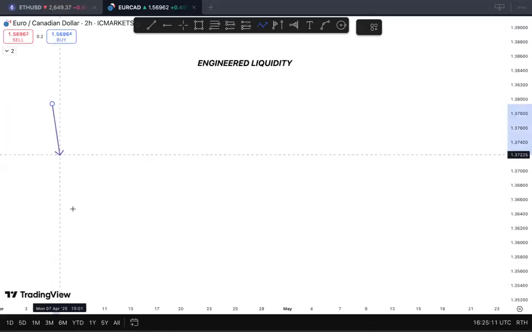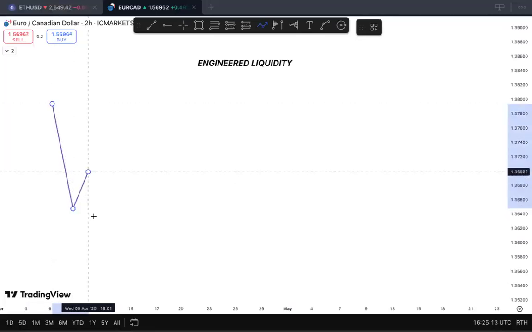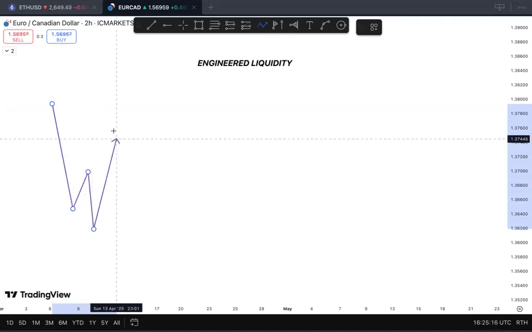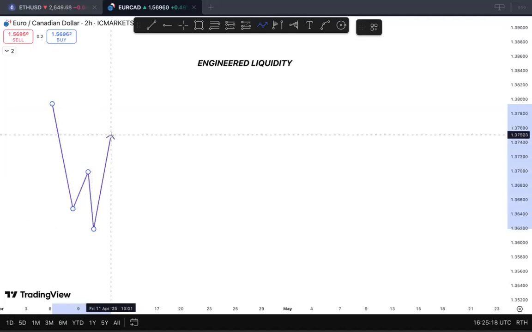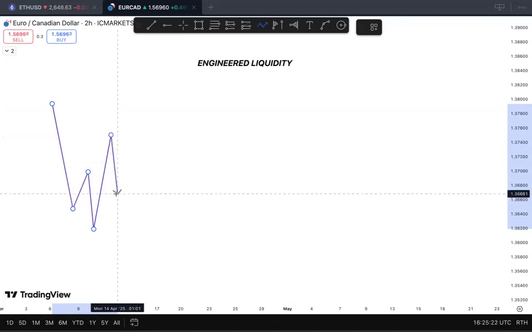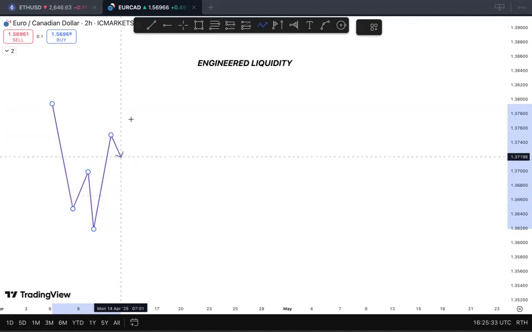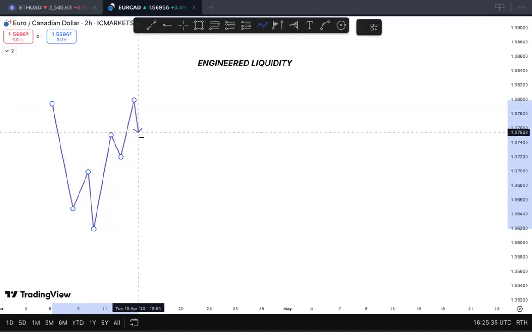So let's say we have this, okay? Normally, according to this strategy, you're supposed to have a structural liquidity here, okay? But sometimes you're not going to see this structural liquidity here. What price will do is price is going to play things like this.